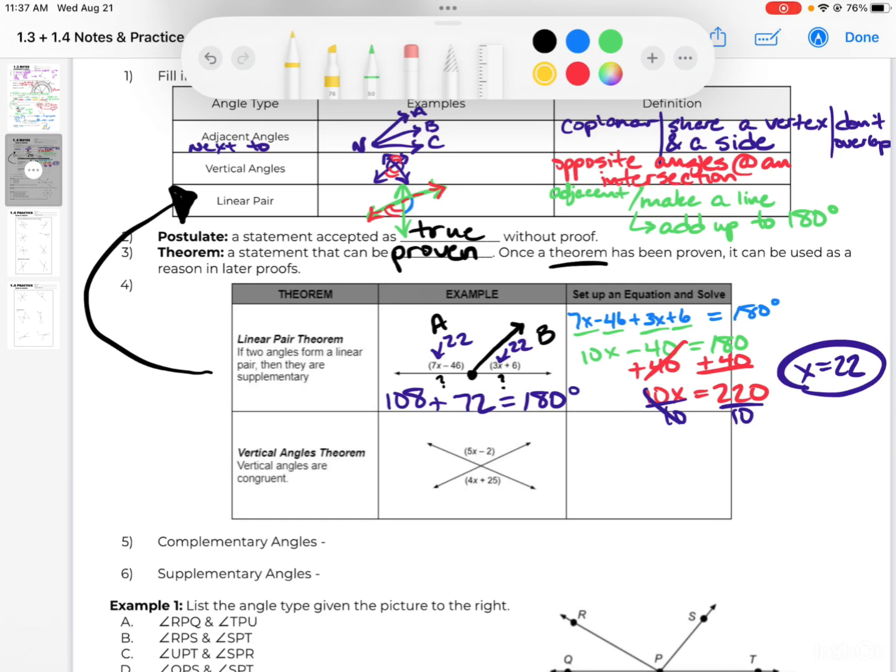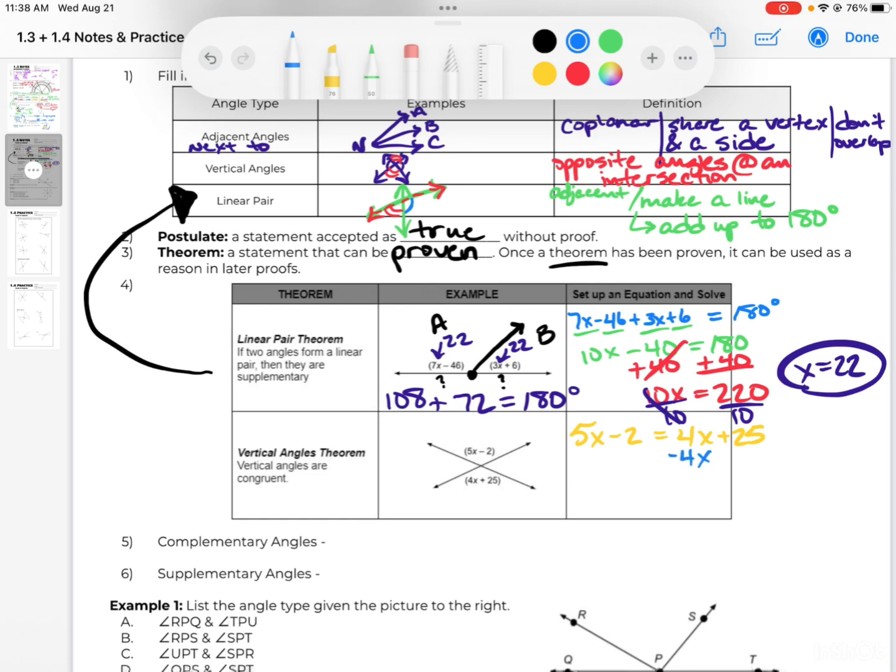The next theorem is our vertical angles theorem, which remember from our definition above, they are at an intersection and they're across from each other. And what we know about them is not that they add up to anything, but we know that they are equal. So I can actually take the first value and set it equal to the second. And I know that these two equal each other. So if I solve for x, I can plug it back in to either one of them and figure out what the unknown angle is.